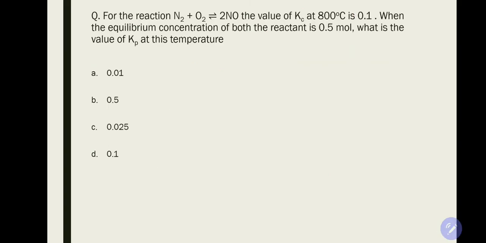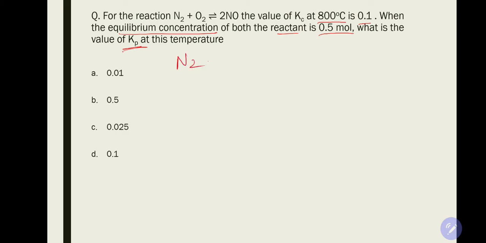Next question is, for the reaction N2 plus O2 gives 2NO, the value of Kc at 800 degrees Celsius is 0.1 when the equilibrium concentration of both the reactants is 0.5 mole. They have given you the equilibrium concentration of the reactants is 0.5 mole. What is the value of Kp? Now they have asked you to find the value of Kp. Now how to do it? We know the relationship between Kp and Kc, and again I'm repeating that formula.